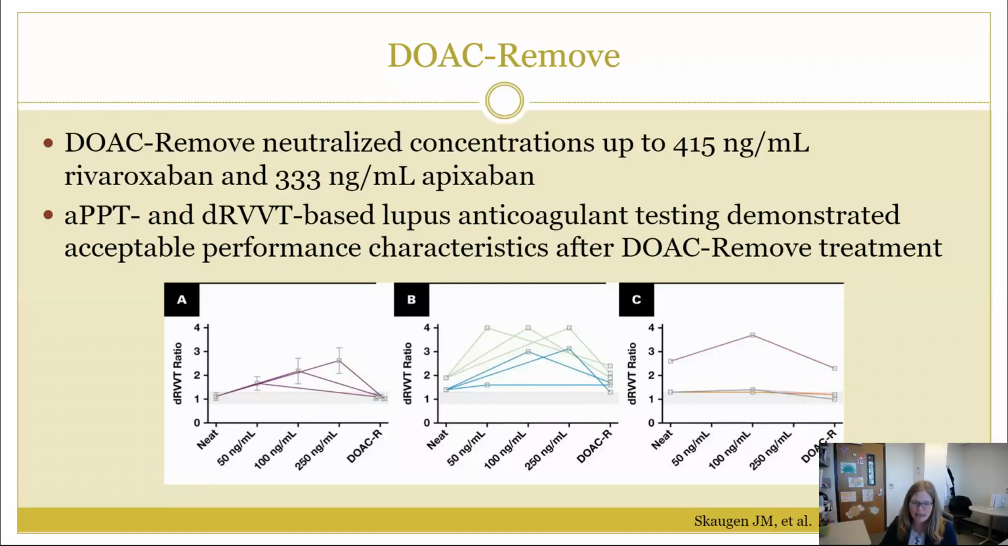So in panel A here, this is spiked donor plasma, and in panel B, this was spiked controls, like a strong positive and a weak positive lupus anticoagulant control. And then in panel C, showing the impact on spiked samples that already had either a pretty strong positive or a fairly weak positive lupus anticoagulant.